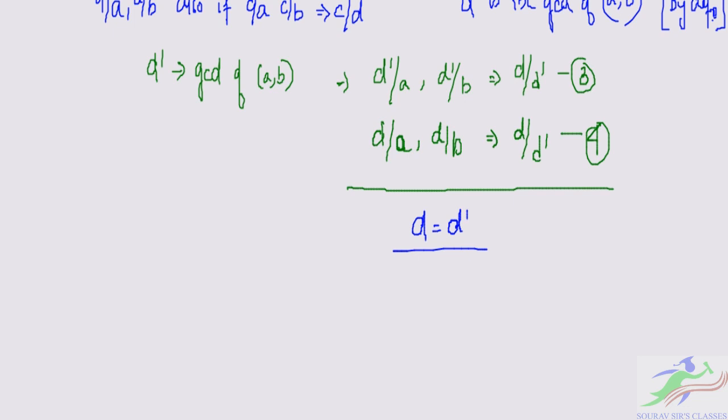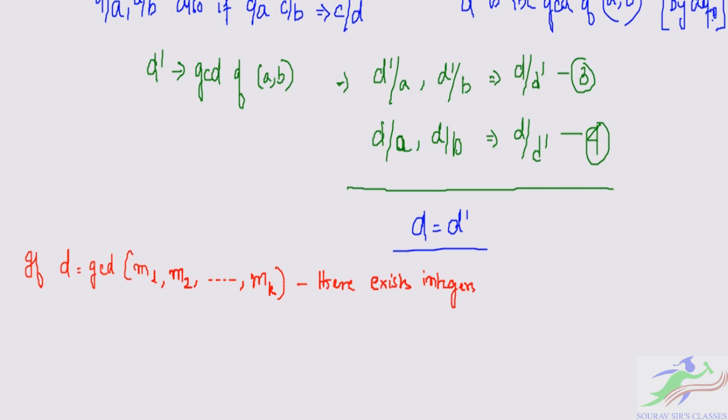So this can be extended for more than 2 integers. So now if we take D equal to the GCD of m1, m2 up to mk, then there exist integers x1, x2 up to xk such that D is equal to m1 x1 plus m2 x2 up to mk xk. So that we have to prove.